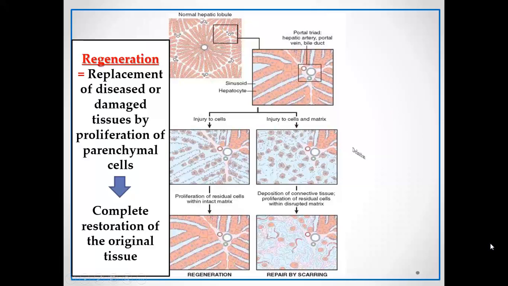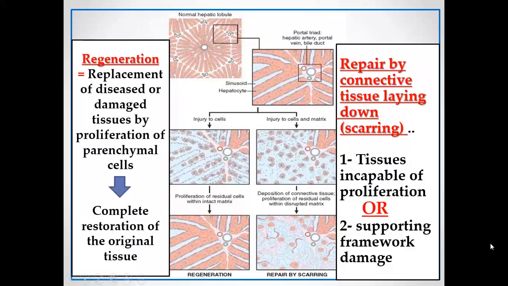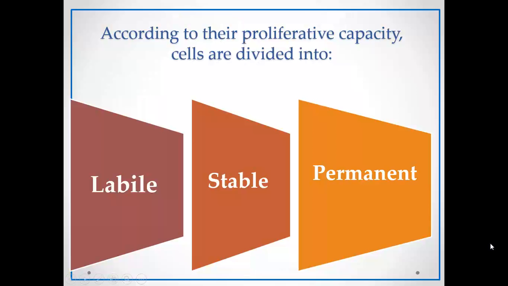So let's define some things. Regeneration is replacement of diseased or damaged tissue by proliferation of parenchymal cells. This leads to complete restoration of the original tissue. However, scar formation, or repair by connective tissue laying down, occurs when the tissue is incapable of proliferation or the supporting framework, the extracellular matrix, is damaged.